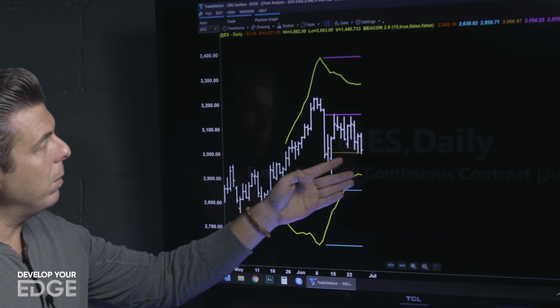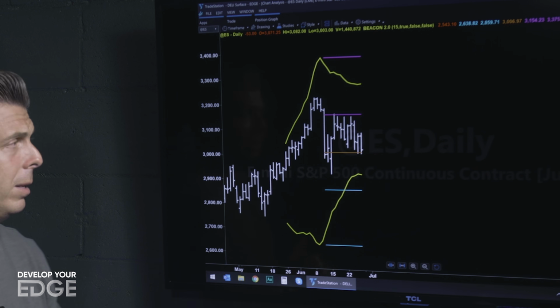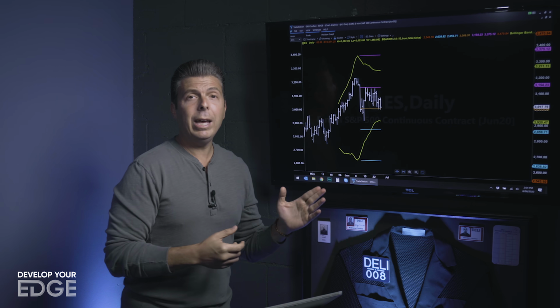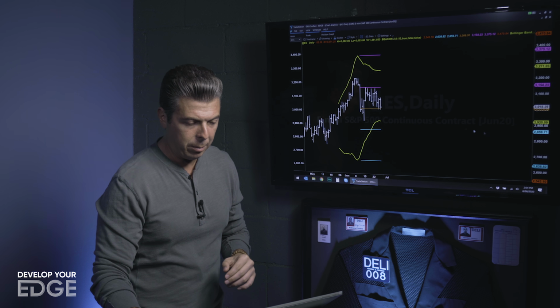Now, we got back down to 3006, the orange level, which it tested over the last couple of days. And it's been holding it, and we've been having closes above it. So I want to take you to what I've been looking at over the past couple of days.